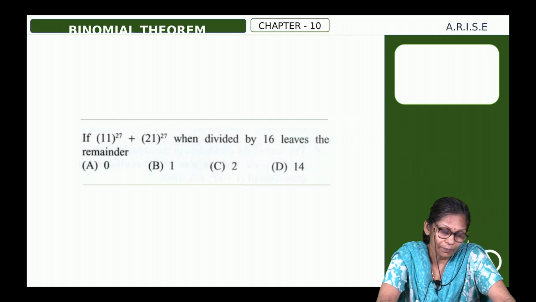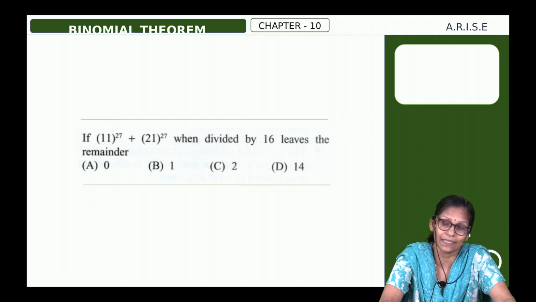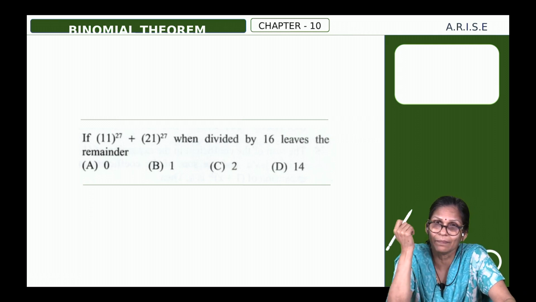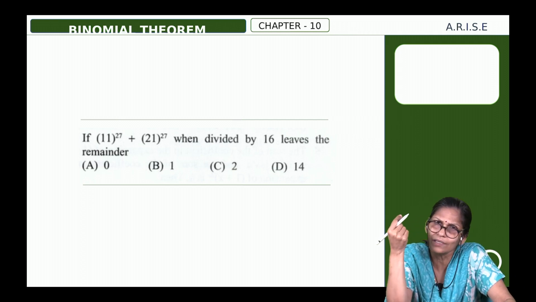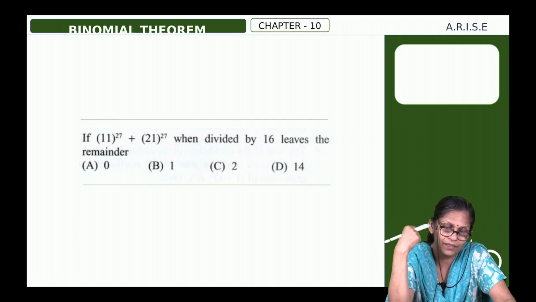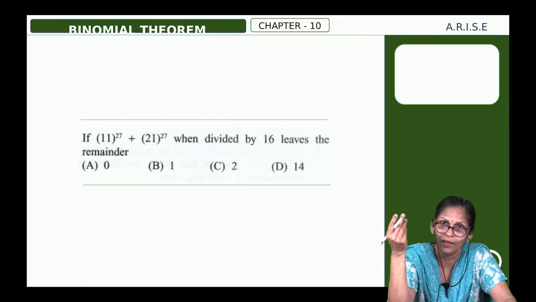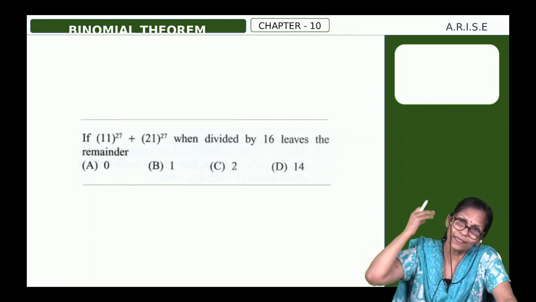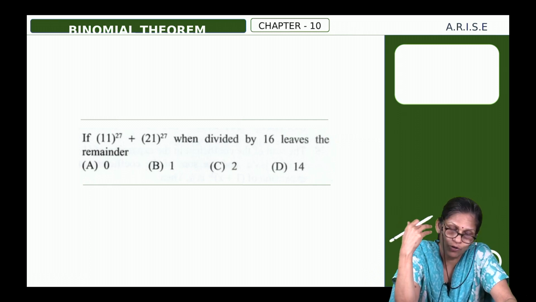Now, the remainder when 11 raised to 27 plus 21 raised to 27 is divided by 16. Okay, what is the remainder? When you are asked to find the remainder and when you see 16, what strikes you? It is just a multiple of say 4, 4 squared, 4 cubed and so on. That is what should strike you when you see a 16. So, let us introduce multiples of 4 somehow.